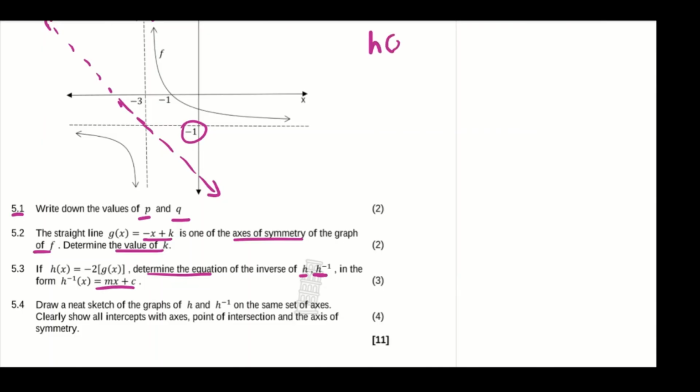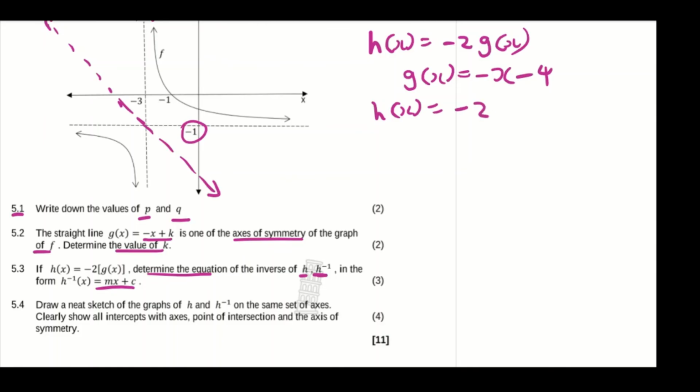So h of x is equal to minus 2 g of x. But what is g of x? G of x is what we found in the previous question, which is g of x equals minus x, and the k value was minus 4, right? So h of x is equal to minus 2 into minus x minus 4, which is 2x plus 8, right? So this is h of x, right?